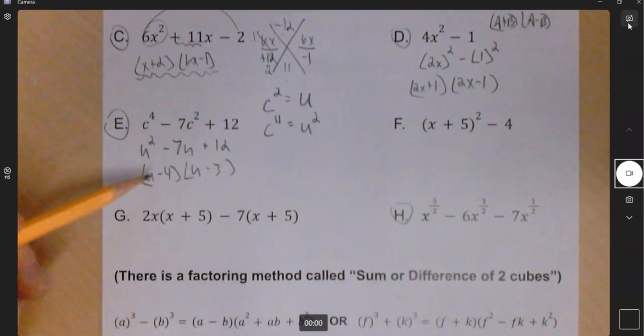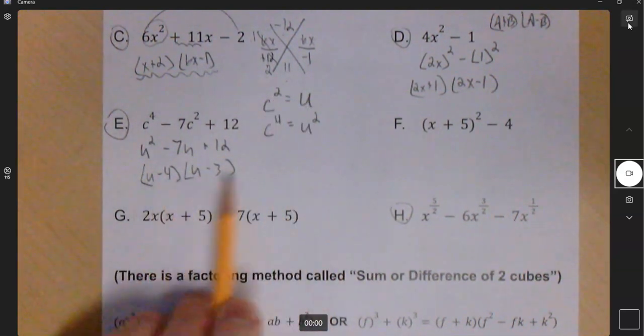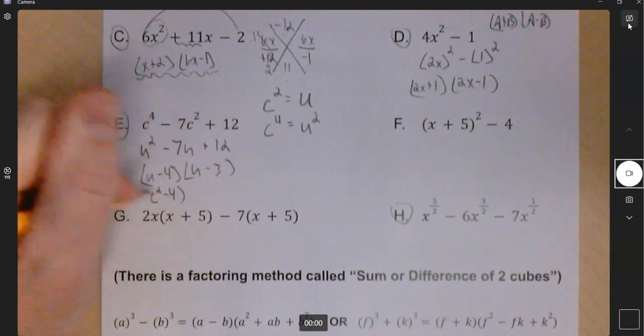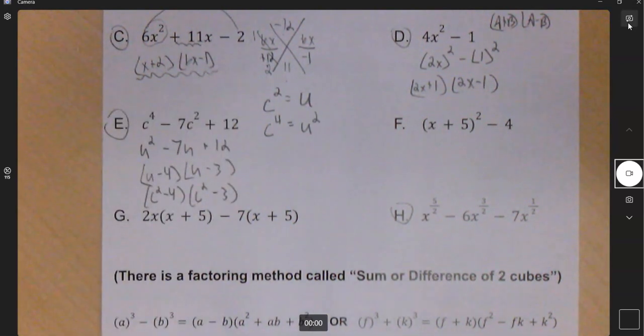Now these U's were this fictitious variable, this dummy variable we use to just help us do this problem. I'm going to back substitute now and say, okay, U isn't a real thing. U is actually C squared. So I'm going to factor those and call this C squared minus 4 and C squared minus 3. And if you tried to end it right there, you'd be wrong. I wouldn't blame you because this is a tougher idea.